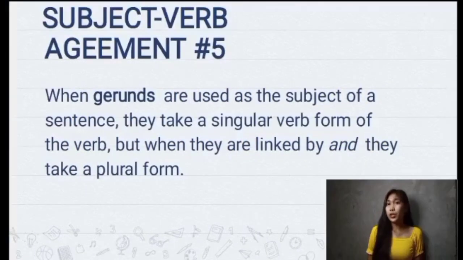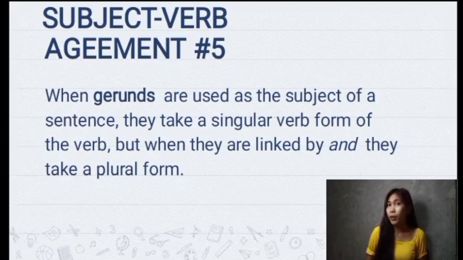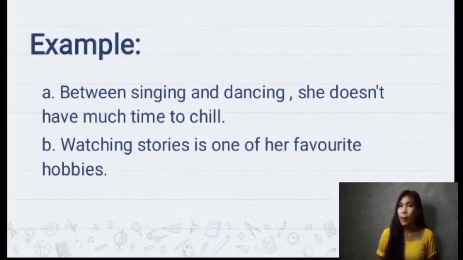Okay, so let's proceed to subject-verb agreement rule number 5. What exactly is SVA rule number 5? When gerunds are used as the subject of a sentence, they take the singular form of the verb. But when they are linked by "and," they take the plural form. So I have an example. A. Between singing and dancing, she doesn't have much time to chill. Watching stories is one of her favorite hobbies.